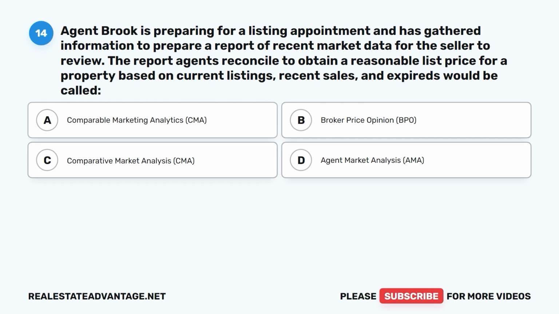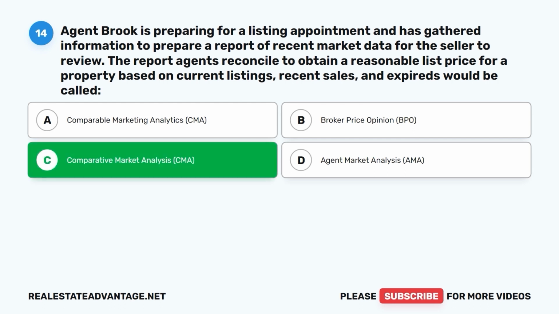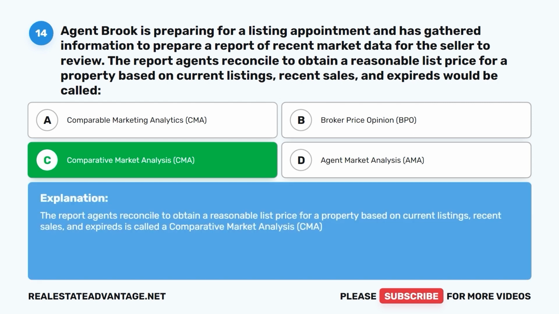The correct answer is C. Comparative market analysis, CMA. The report agents reconcile to obtain a reasonable list price for a property based on current listings, recent sales, and expireds is called a comparative market analysis, CMA.